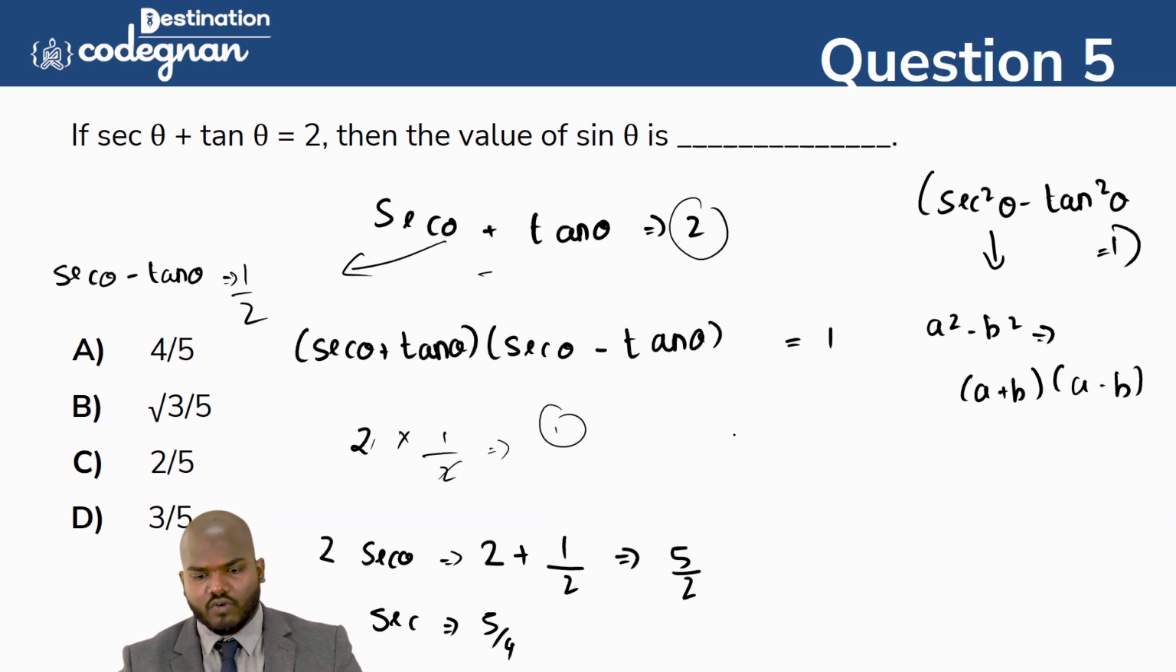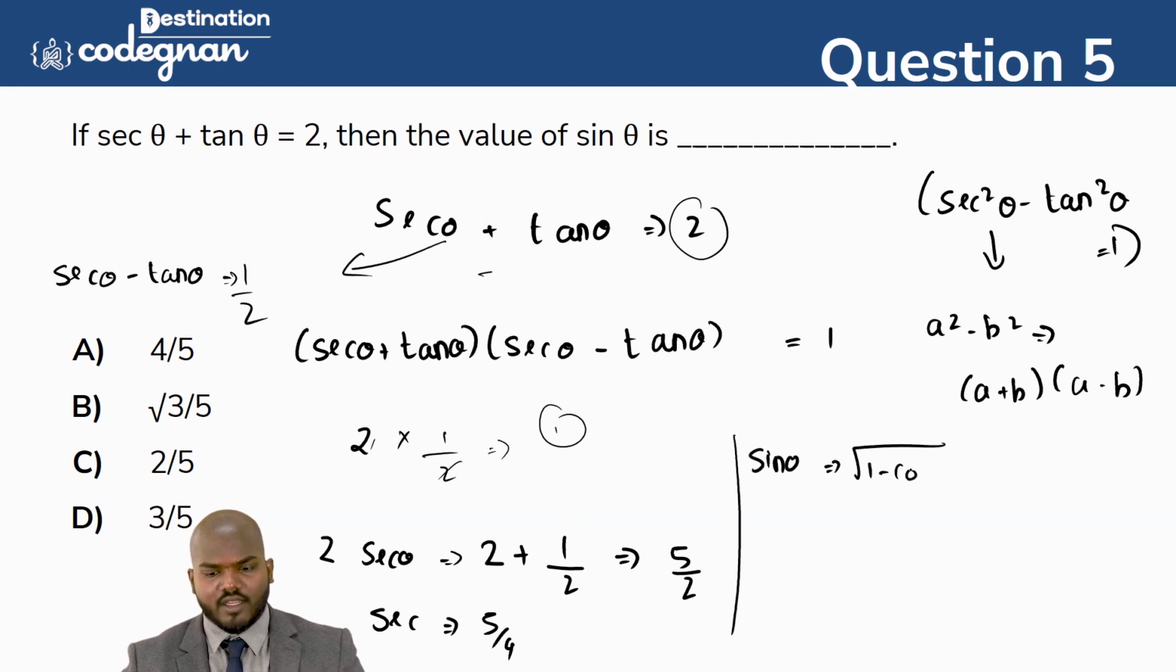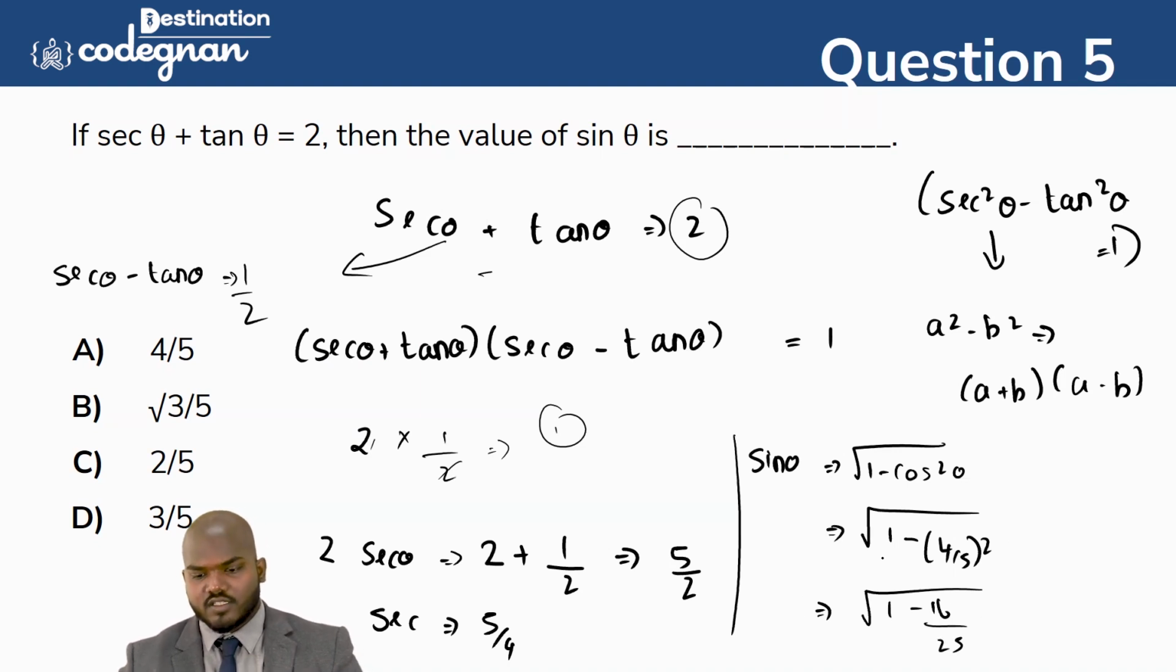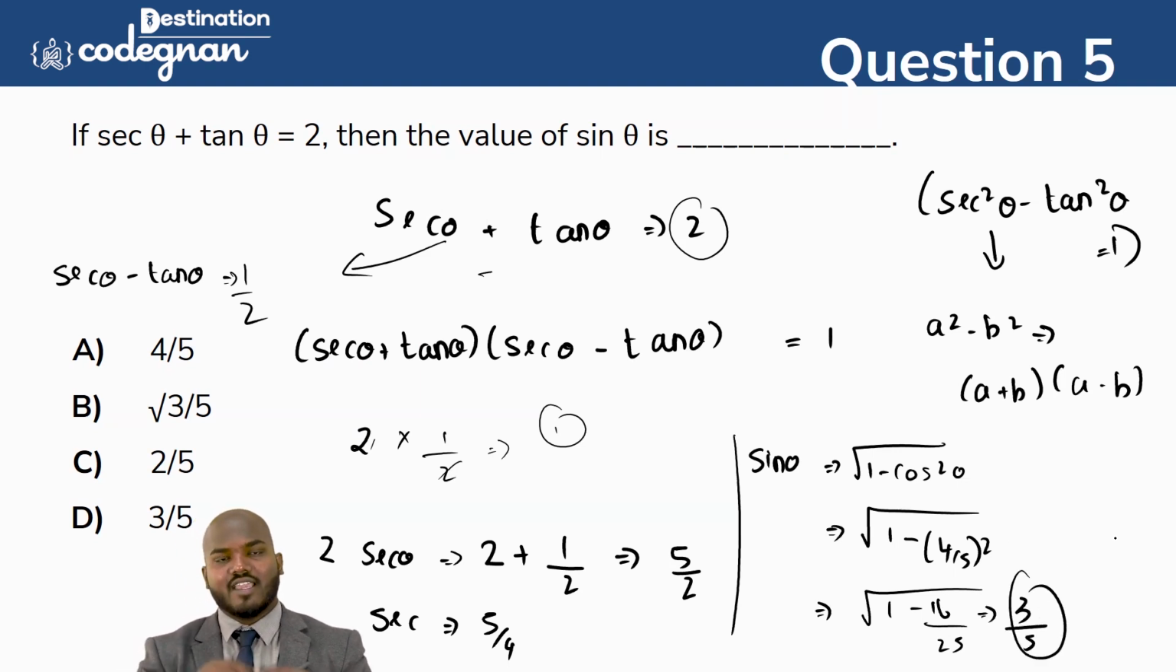So then you need to formulate from here. Sine theta can be written as root of 1 minus cos square theta. I have got the value of secant theta, and secant theta is the inverse of cos, right? So I can write inversely: 1 minus 4 over 5 whole square. Then I can write it as 1 minus 16 by 25. If you deal with this one, this will give you 3 over 5. So this is how I can manipulate the answer in this question.